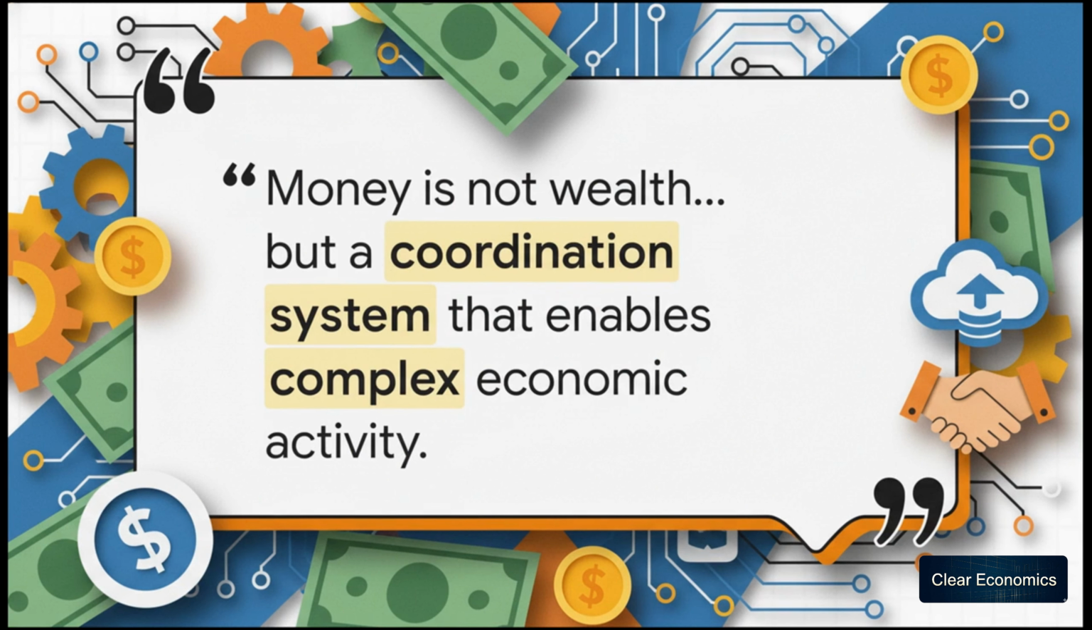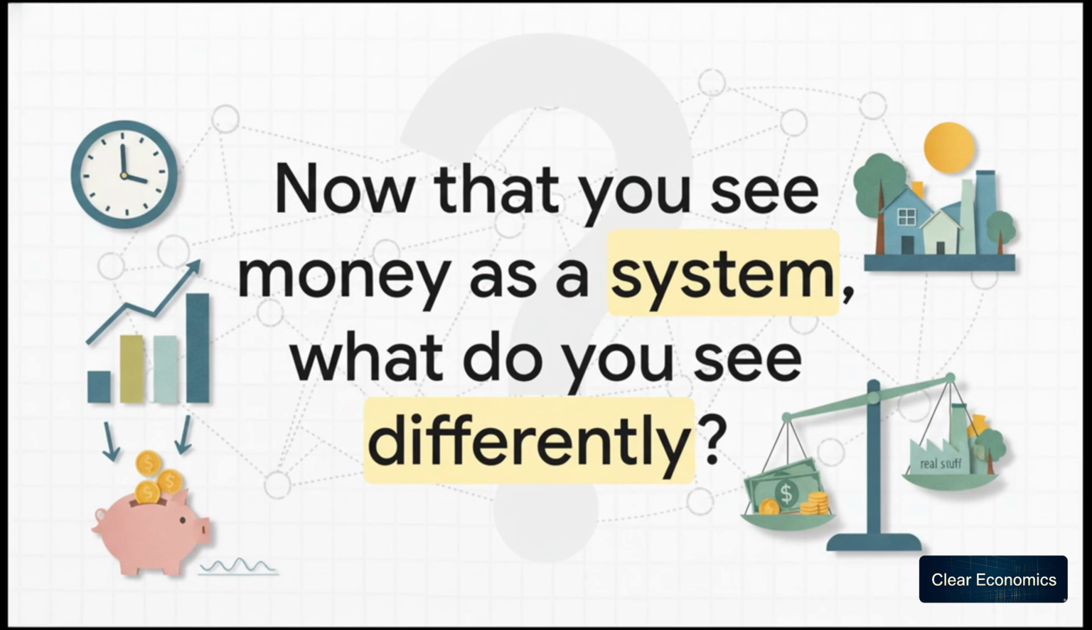So let's bring this all together. If you take one thing away from this, it should be this. Money isn't really a thing. It's a system. It's like the operating system for our entire economy. It's this incredible human invention built completely on trust that allows millions of us to cooperate and work together in mind-bogglingly complex ways. And once you see money as a system, it really does change everything.